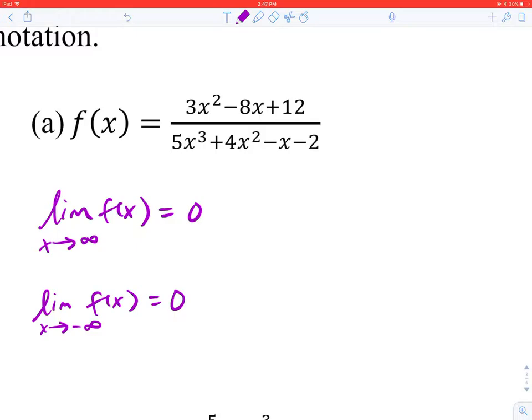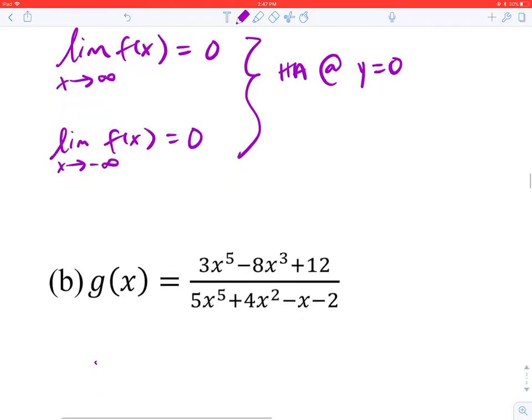Okay, and we just talked about this definition. This means that this function has a horizontal asymptote at y equals 0, because our limits at infinity existed, right? We ended up with a number, a limit. So there's a horizontal asymptote at y equals 0.